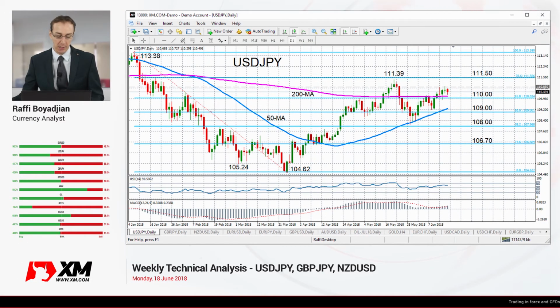The pairs we're going to be looking at for this week are the dollar yen, the pound yen, and the Kiwi dollar. We're going to start first with dollar yen.